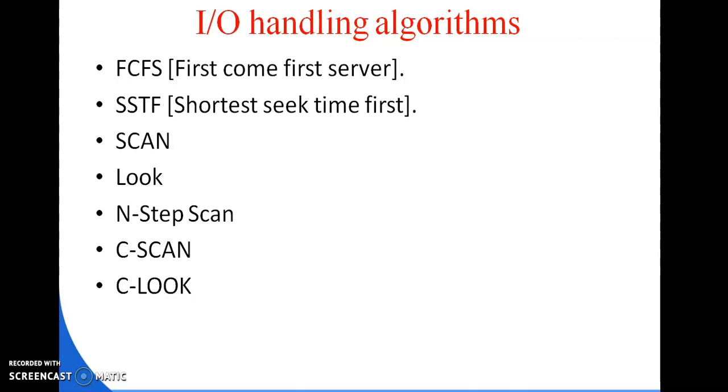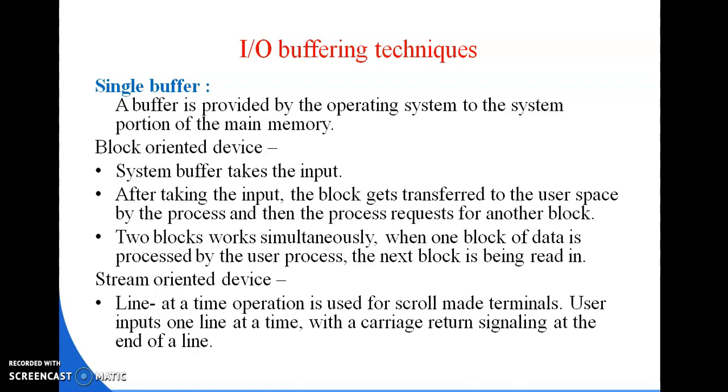Next is I/O buffering, the concept of buffering. A buffer is a memory area that stores the data being transferred between two devices or between a device and an application. So a buffer is a temporary memory area. Next are the uses of I/O buffering.